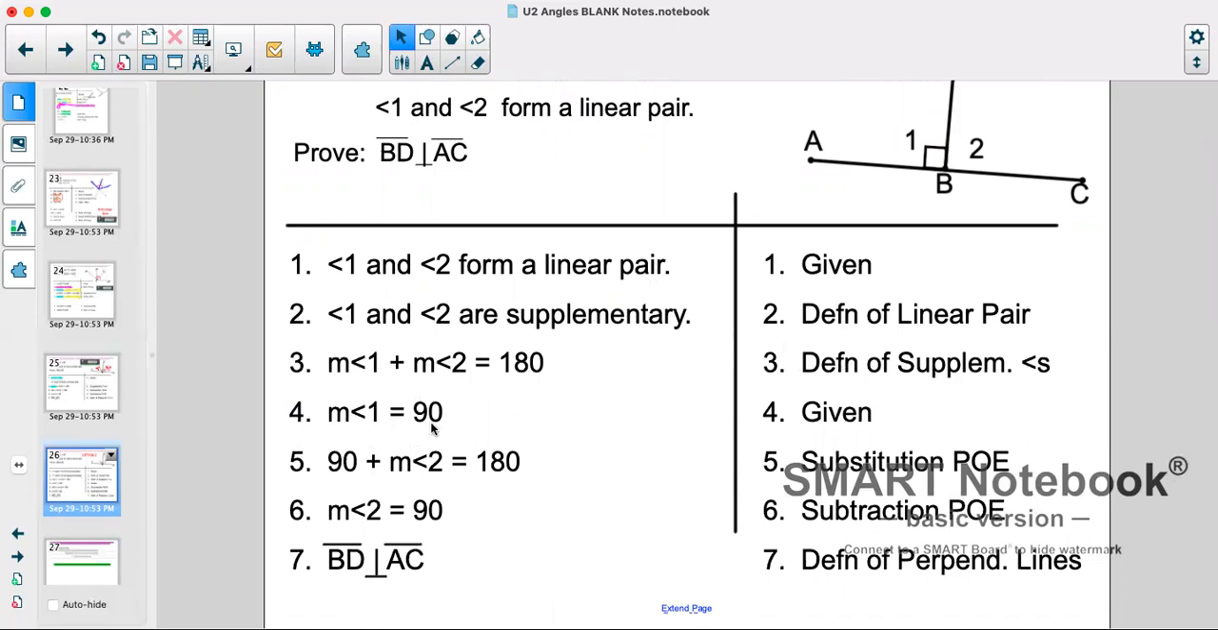Then the measure of angle 1 is 90 degrees. That's the given. Notice that that's okay to put there. If it was me, I would put all of my given in step 1, but you are not required to. You just have to start with some of the given. Then take your definition or your step 3, substitute 90 degrees in, subtract on both sides, and you get your perpendicular lines again.